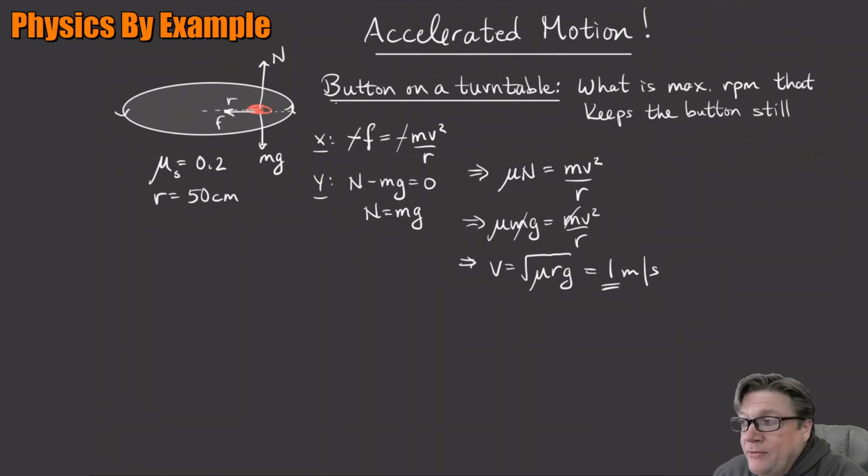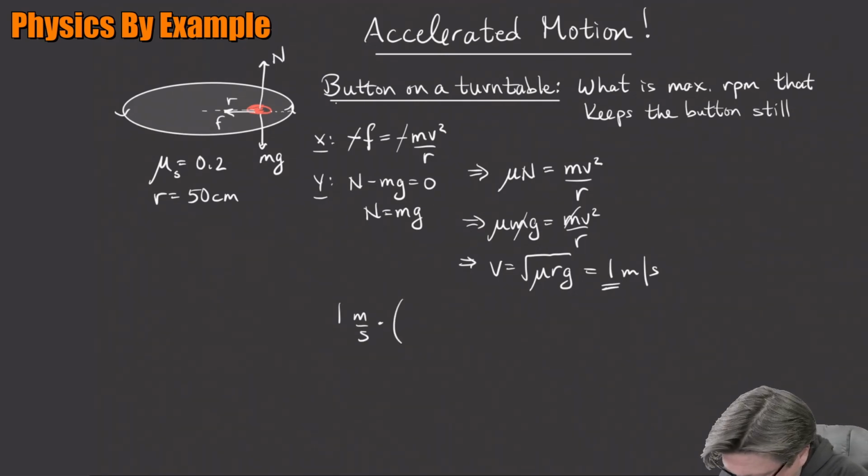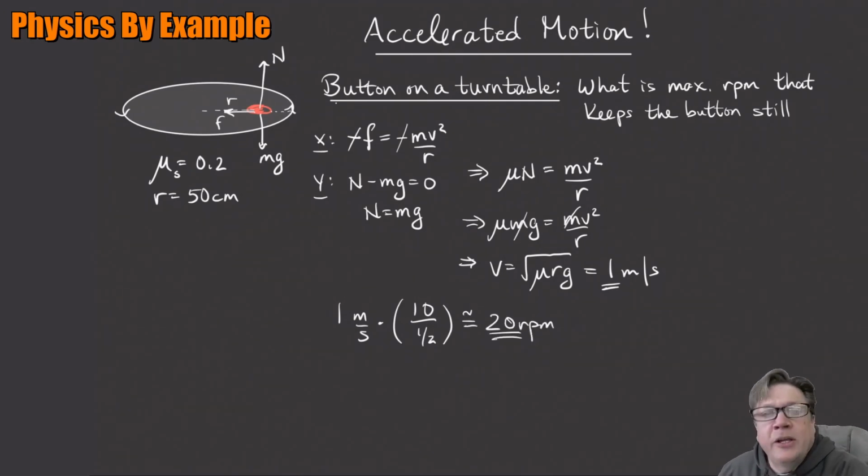And then we just need to use our little trick. If v is 1 meter per second, and I want to go to RPM, what I said was I just divide 10 by the r. This is a half, 50 centimeters, half a meter. So that's going to be 20 times 1, or about 20 RPM. So if this thing spins at a rate faster than about 20 RPM, then that button is going to fly off.